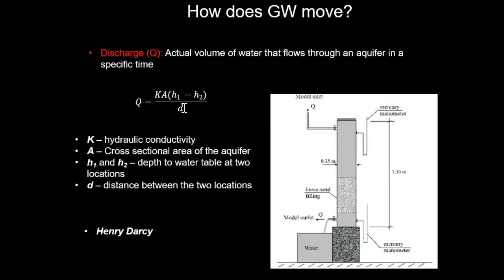Or in another way of saying that, discharge is equal to the hydraulic conductivity times the cross-sectional area times the hydraulic gradient. So this equation is also termed Darcy's law. And now if you know the area, the permeability, and the hydraulic gradient of an aquifer, you can easily calculate the discharge from that aquifer. So the total volume of water that flows through that aquifer in a specific amount of time, which is pretty awesome.